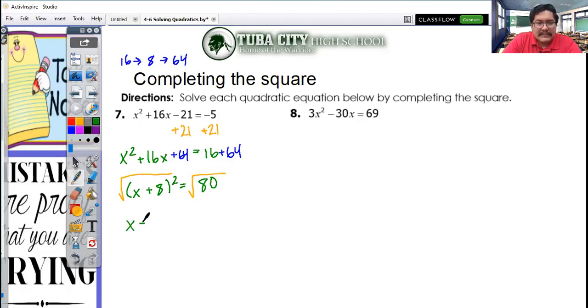So I get x plus 8 equals positive and negative root 80. But I'm also going to have to break down 80 into some other numbers that I can work with. So we have root 80. And let's try to get the biggest square number that we can. Now, if I ask students, what numbers can I break down 80 into? Probably the first thing I'm going to get is 8 and 10, which neither of those are square numbers.